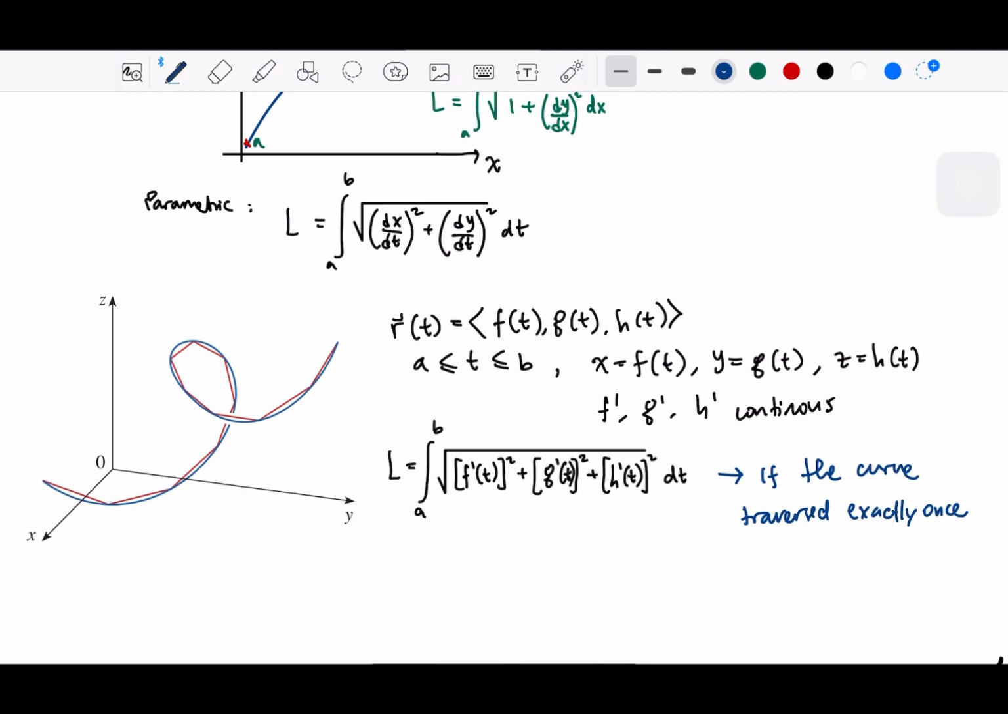If this is circling around, then we need to cut where it is not going to be twice or more than once. So we need to make sure that this A and B is exactly traversed once.